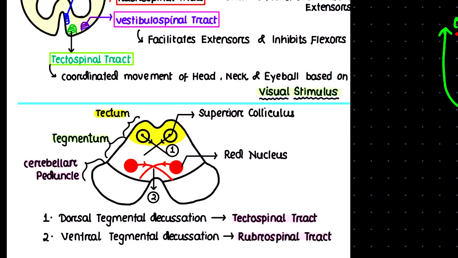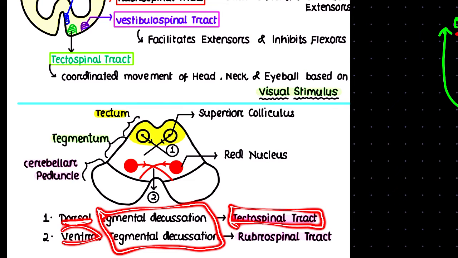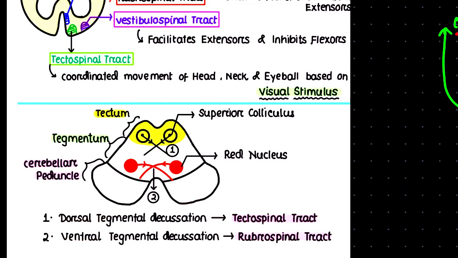But the rubrospinal tract decussation takes place at the level of the tegmentum too, but in the ventral part, a bit further along. That means both are tegmental decussations, but the dorsal tegmental decussation is the tectospinal tract and the ventral tegmental decussation is the rubrospinal tract. So that's the difference.